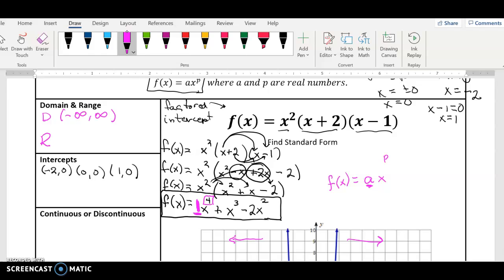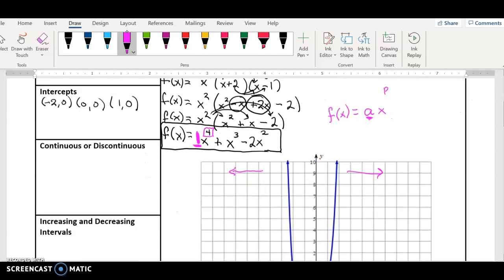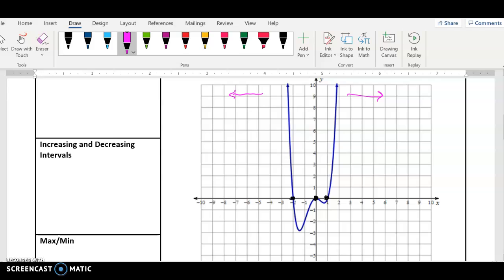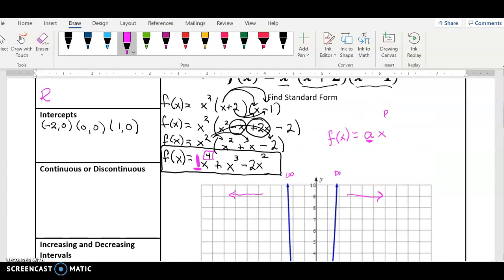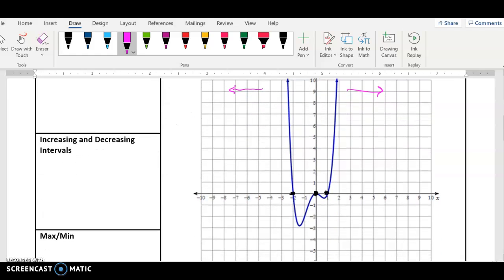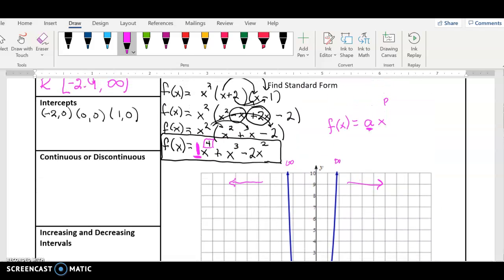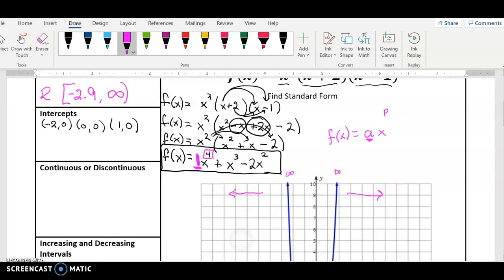The range, recall the range is the bottom y value to the top y value. So the bottom y value, I would say that's maybe negative 2.9, and the top y value is, of course, positive infinity. So we would say the range, bracket, negative 2.9, comma, infinity. So negative 2.9 is solid. That's why we use a bracket beside it when we use the interval notation to infinity.